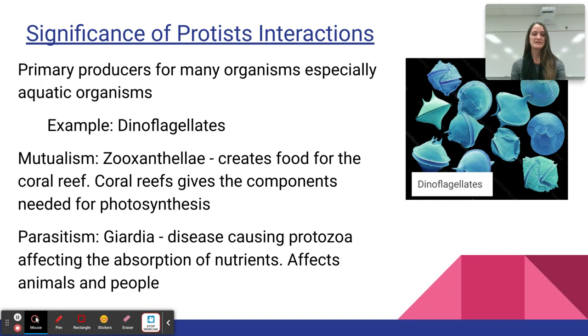And the last one here is parasitism, and our example here is the Giardia, and this is a disease-causing protozoa, and it affects the absorption of nutrients in our stomach, and it can affect both animals and people, and it often presents as diarrhea or stomach cramps or even nausea.